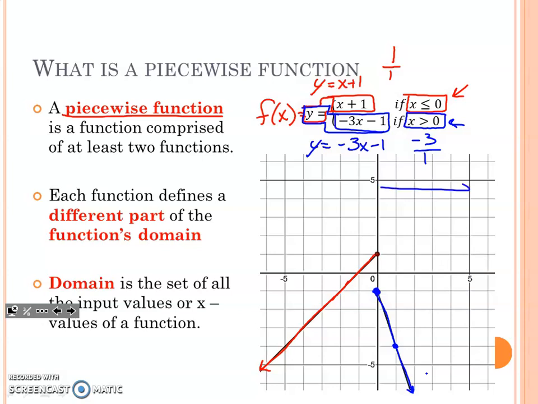So that means that on this side is where all of our x values are greater than 0. So that's why we've got our blue function on this side, because that's where my x values are greater than 0. Okay?